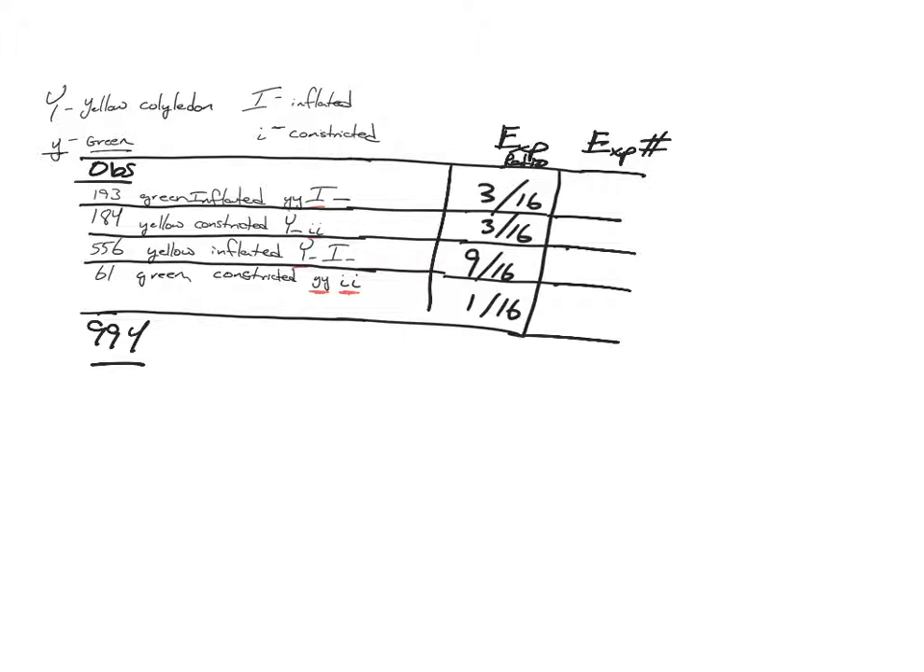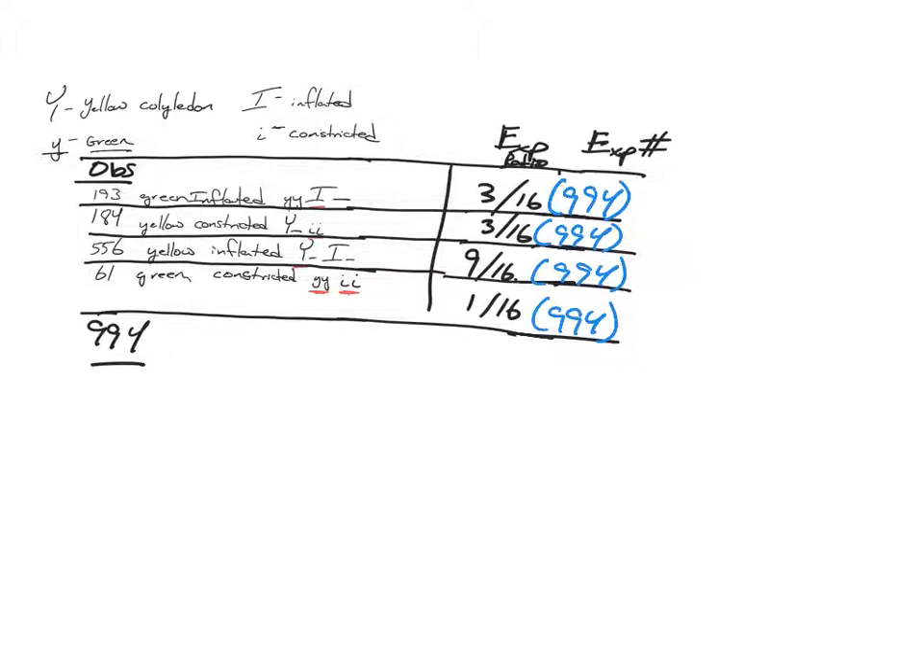So what do I do? I got the total. How does that help me find the expected number, though? That's right. I've got to multiply that times the ratio. So there's my ratio. If I take 3/16 and I multiply it times 994, that's going to give me how many?